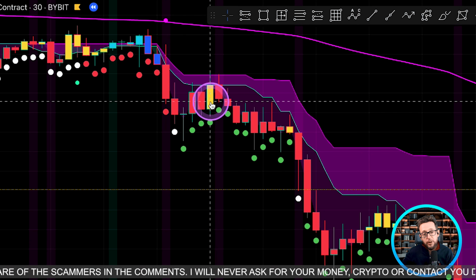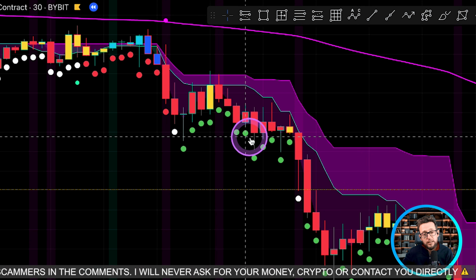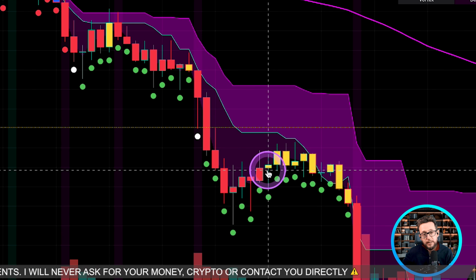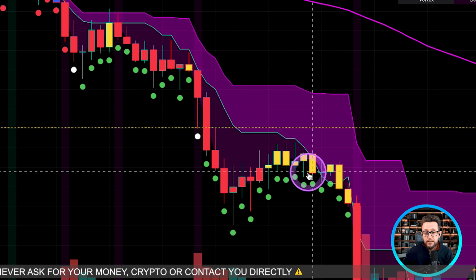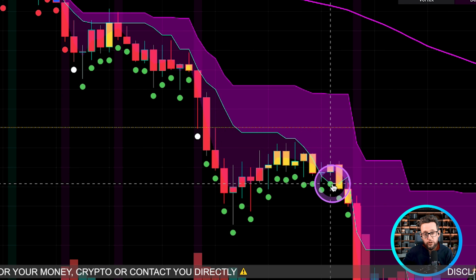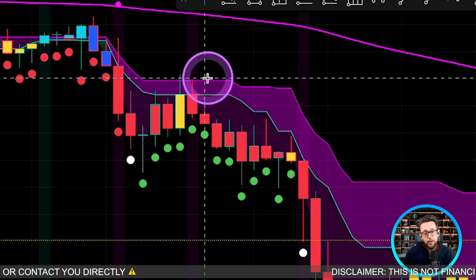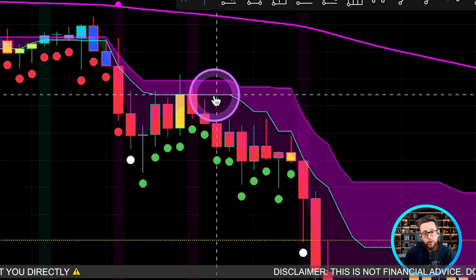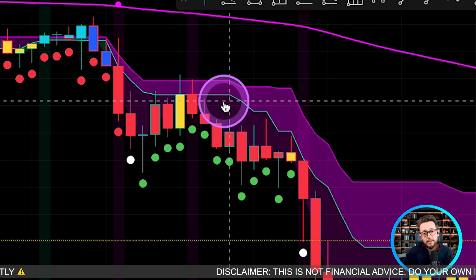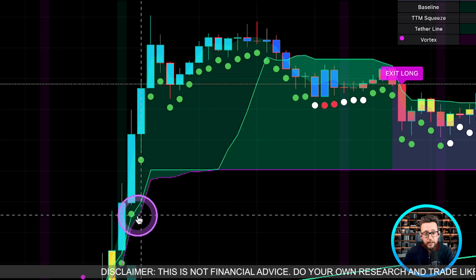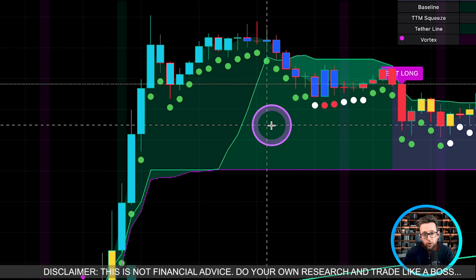As you can see here, we also have colors of candles. These colors of candles are helping us to see when triggers are potentially strong or not. So it also helps us with our entry. The next indicator is the Tether line. Now the Tether line is this pink and green line just here. When the pink is above the green, we're looking for shorts. And when the green is above the pink, we're actually looking for longs.